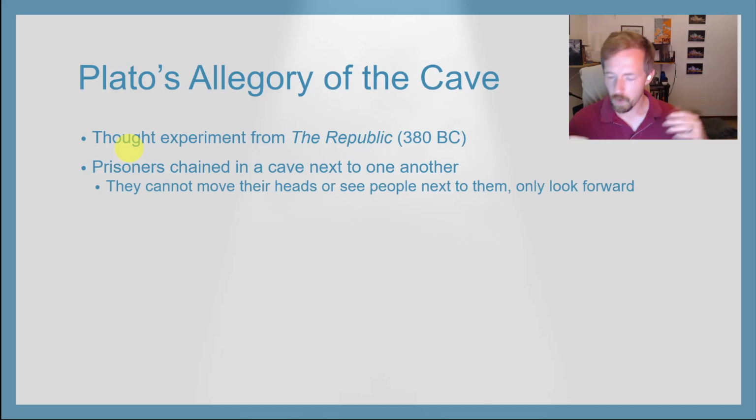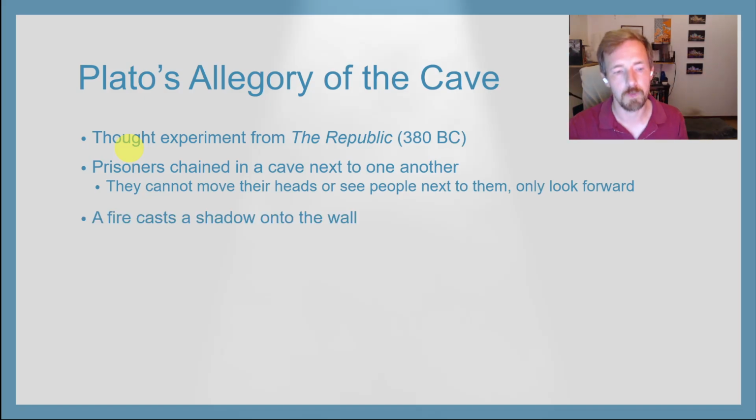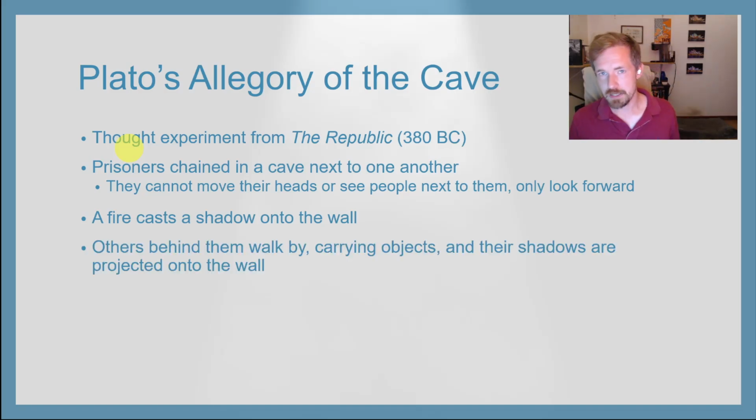He said that most of our life, we are like prisoners that are chained in a cave, all next to each other, and we can't really move our heads. We can see a little bit out the corner of our eye, but we're mostly just looking forward. There is a fire behind us, and that fire is casting a shadow out in front of us. So we can see light and shadows, and there are people behind us walking between us and the fire, so we see their shadows on the cave wall in front of us, but we can't actually turn around and see them, but we can see that maybe they're carrying objects.